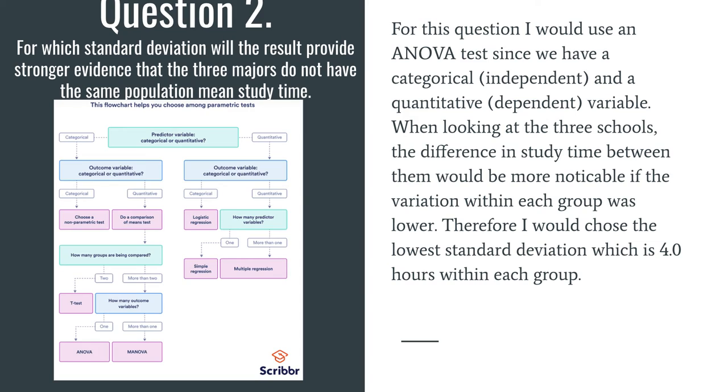So again, for this question, I would have used an ANOVA test since we have a categorical independent variable, which is which school or college they're within, and the quantitative variable was the dependent variable, how long they studied. And when looking at the 3 schools, the difference in study time between them would be more noticeable if the variation within each group was lower. So therefore, for this example, I'd choose the lowest standard deviation, which is 4 hours within each group.